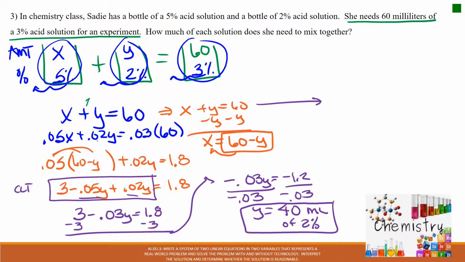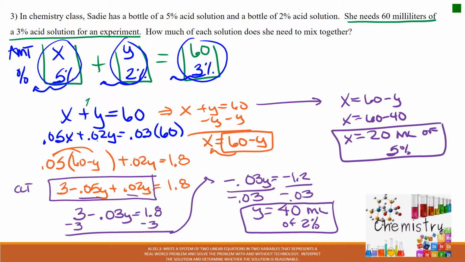Then I'm going to go right up in here. X is equal to 60 minus Y, 60 minus 40. So we're going to use 20 milliliters of the 5%. Now, do you think it might be important that you know that? Oh, yeah. You mixing chemicals together, they better be mixed right or they could blow up. Let's go to slide 5.